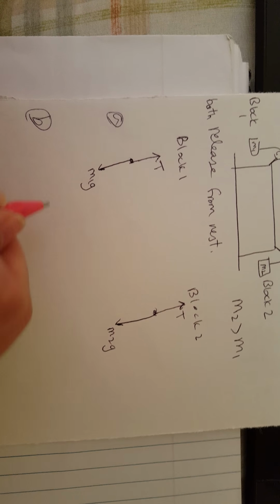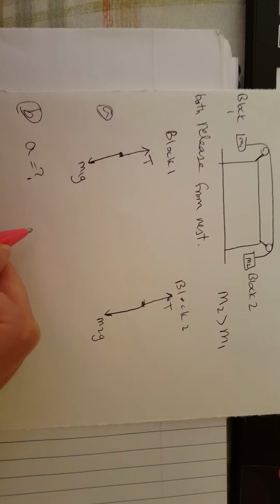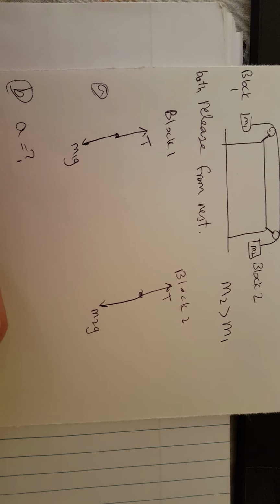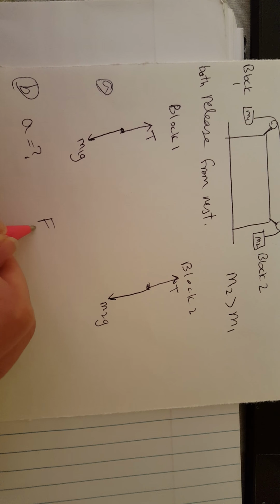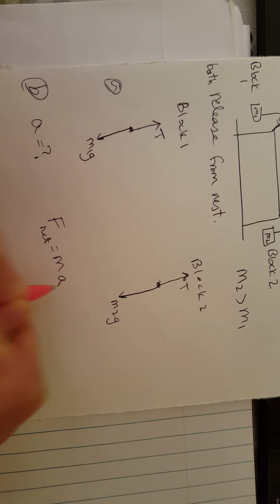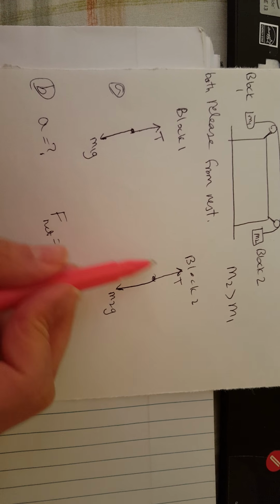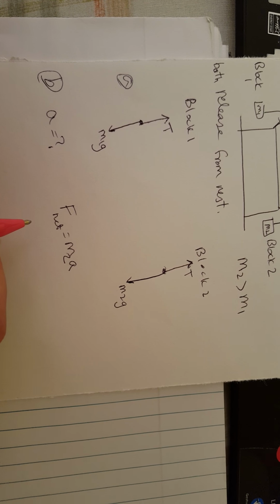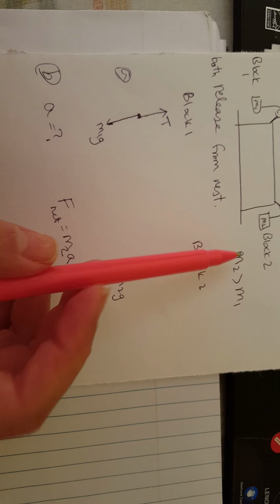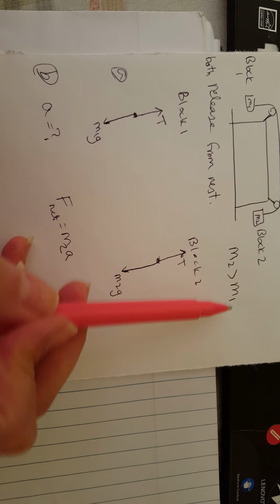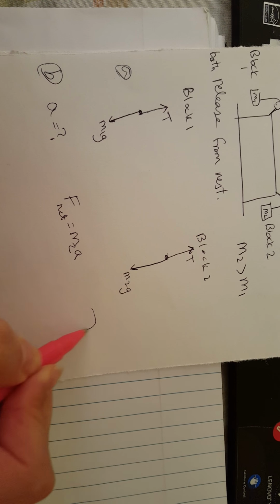So figuring out the acceleration of block number 2, essentially what we need to do is utilize Newton's second law, which means F net equals ma, which here is M2A. And just taking a look at the free body diagram for block 2, we see that M2 is bigger than M1. So the system moves this way.